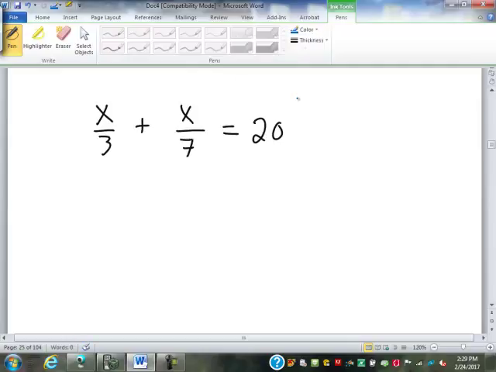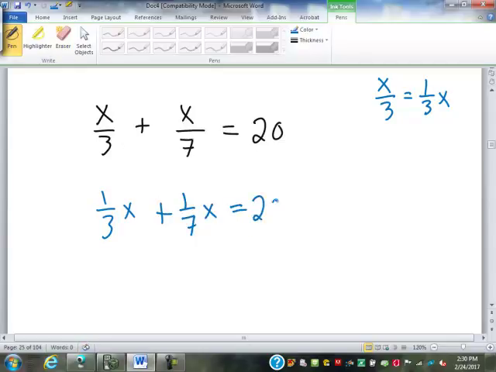We can run into an equation like this. An equation like this, we have two options. I think the first one is the easier option, and that is when you look at x over 3, that is the same thing as saying 1/3 times x. So if I look at it that way, x over 3 is 1/3 times x, plus x over 7 is 1/7 times x equals 20.